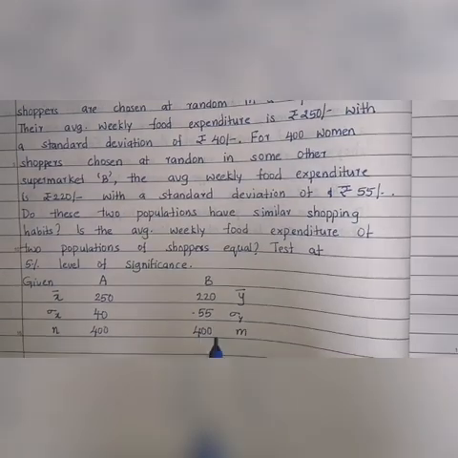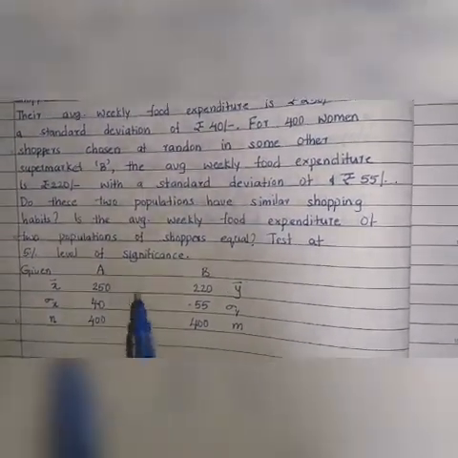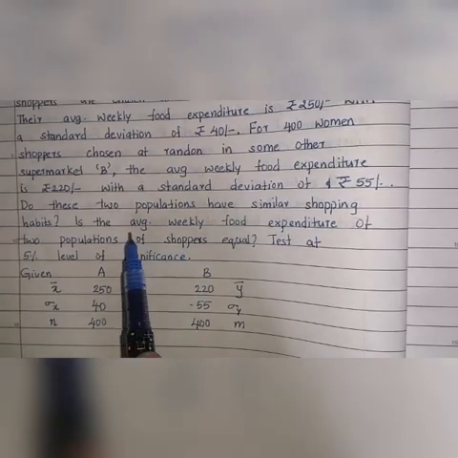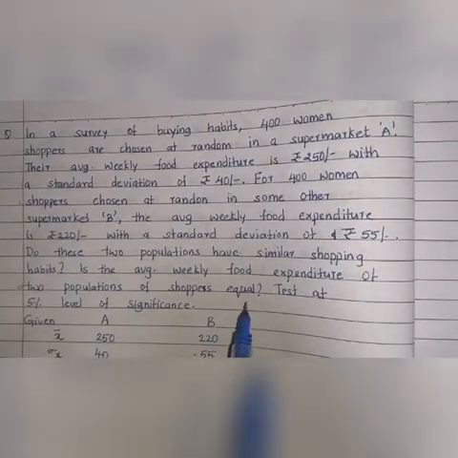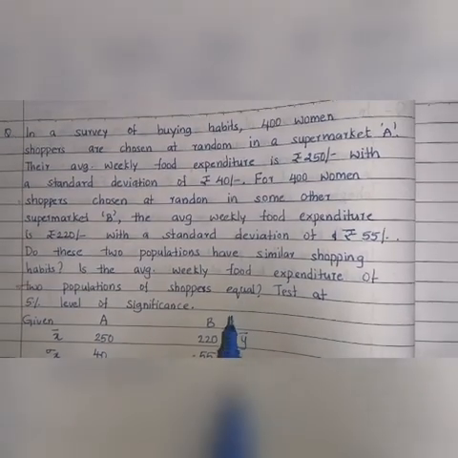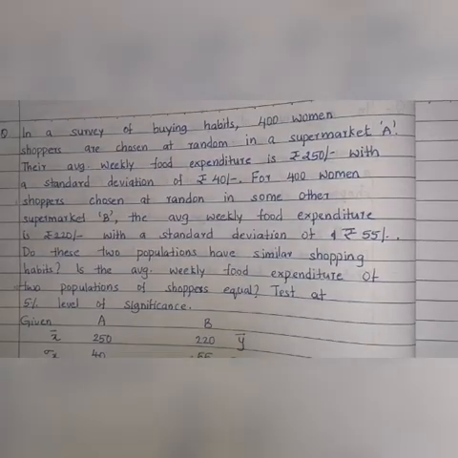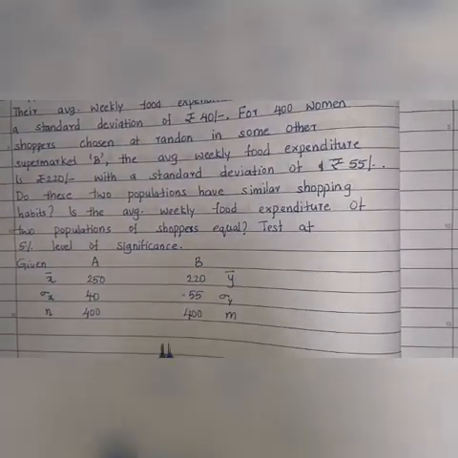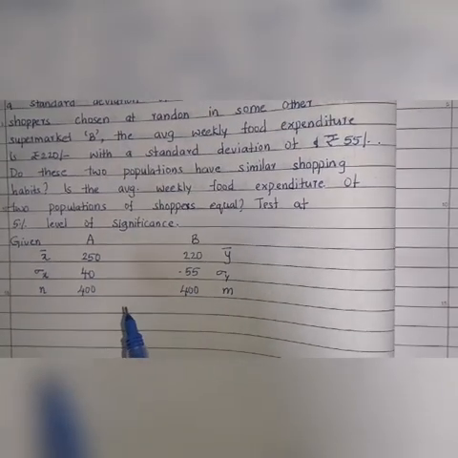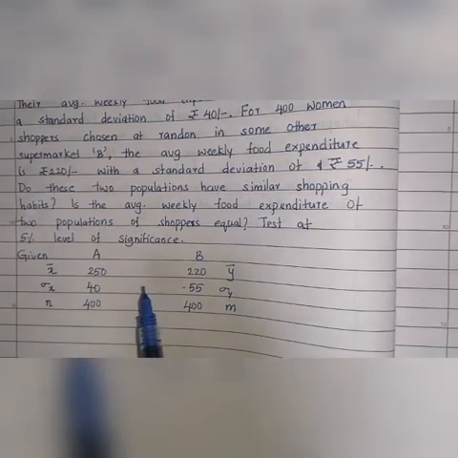Okay, so all the values have been given to you, and you're supposed to find out if the average weekly food expenditures of two populations of shoppers are equal. So you're checking if two averages of the samples are equal. We are checking for the equality of means here, the average food expenditure.